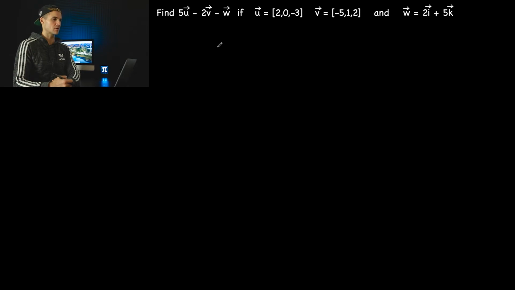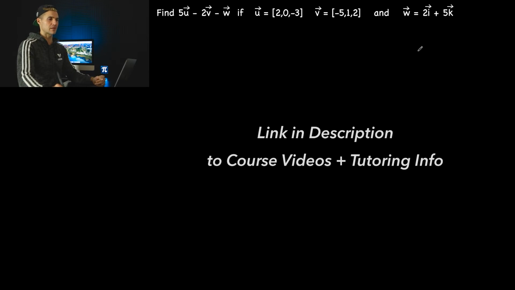Here we're going to be working on more vector algebra. So we have to find 5u minus 2v minus w if vector u is equal to 2, 0, negative 3, vector v is negative 5, 1, and 2, and then vector w is 2i plus 5k.